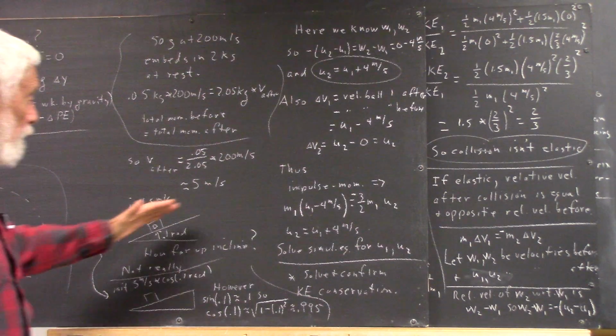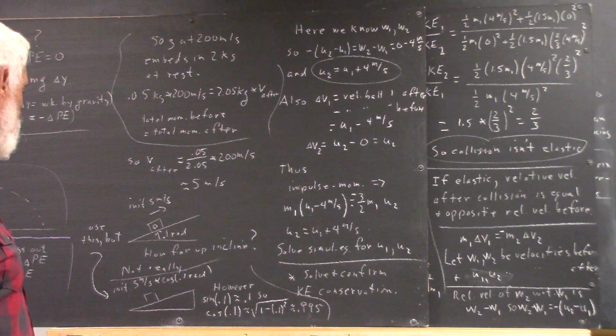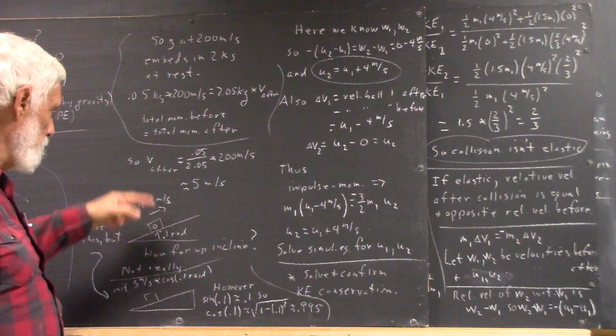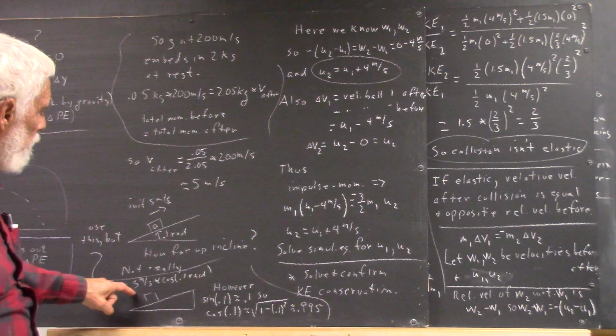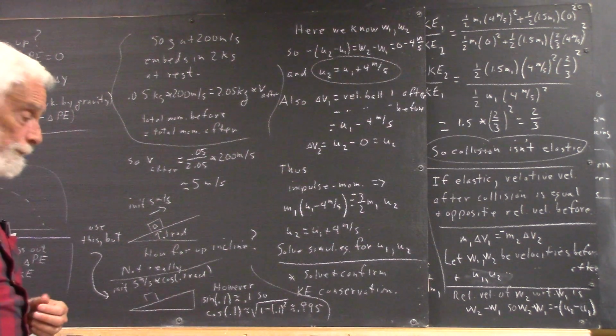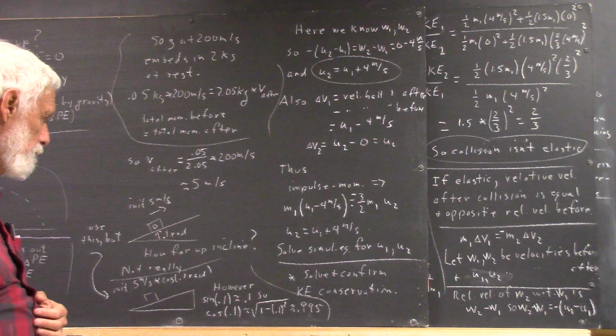Then we want to know how far this thing goes up the incline. Well, I say this is good, but not really, because that 5 meters per second isn't quite accurate. It's actually going to be 5 meters per second times the cosine of 0.1 radian. And let's say I did that, and 1% of that would be 0.05.